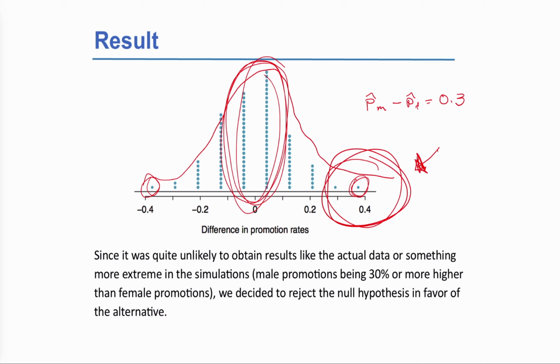So we say, since it would be very unlikely for us to get this difference, we would reject the null hypothesis. We say it would be very unlikely for us to see these results if there is no difference. So we do think that there is a difference. We think that something is going on. So we reject the null hypothesis in favor of the alternative.